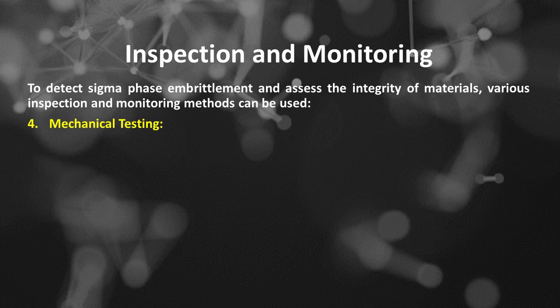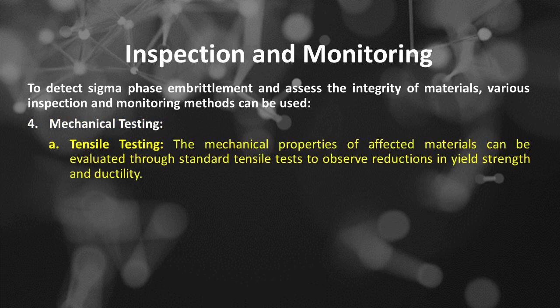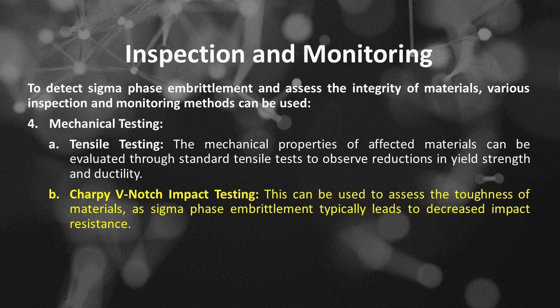Number 4 is mechanical testing. The first of mechanical testing which is commonly used is tensile testing. The mechanical properties of affected materials can be evaluated through standard tensile tests to observe reductions in yield strength and ductility. The second of mechanical testing which is commonly used is Charpy V-notch impact testing. This can be used to assess the toughness of materials, as sigma phase embrittlement typically leads to decreased impact resistance.